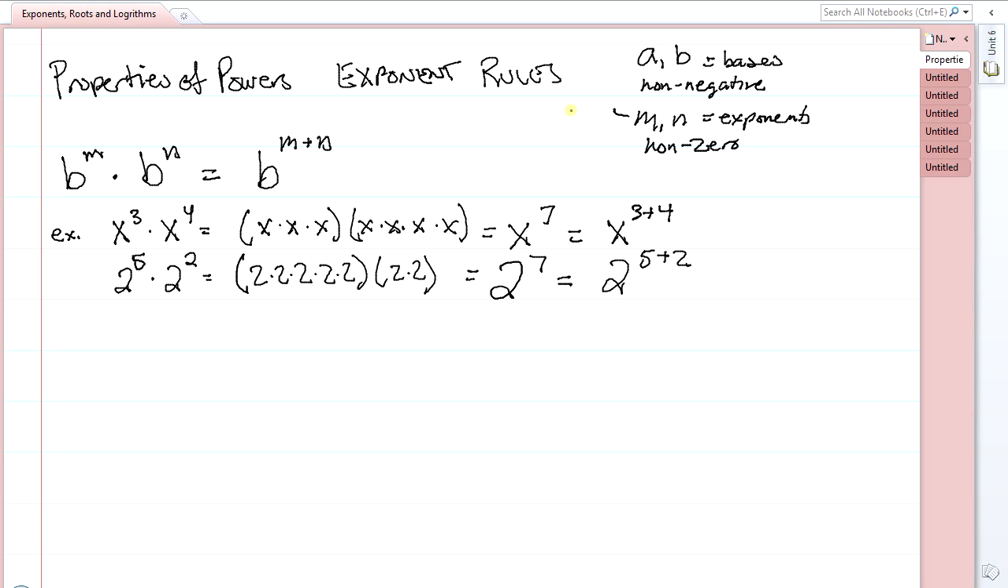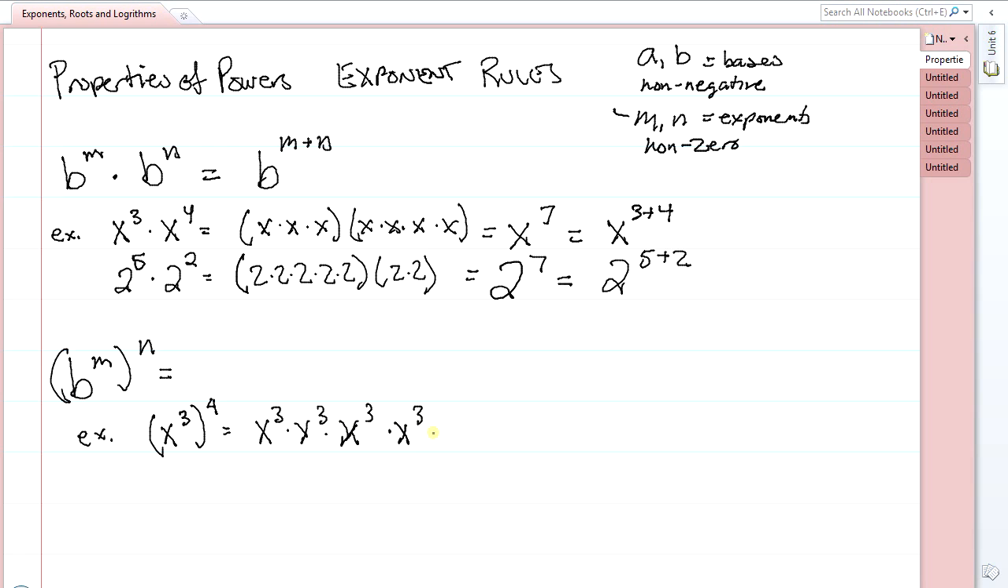The second popular property is taking b raised to the m and then raising this to the n. Now, what that would mean is, in examples, let's say you have x to the 3rd raised to the 4th. By definition, that's x cubed times x cubed times x cubed times x cubed. Well, each of these is an x times an x times an x, and so on. Oh my goodness, that's a lot of x's. What that really is saying is that it is x to the 12th.